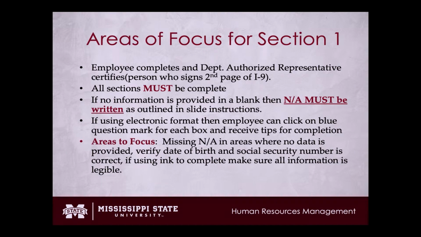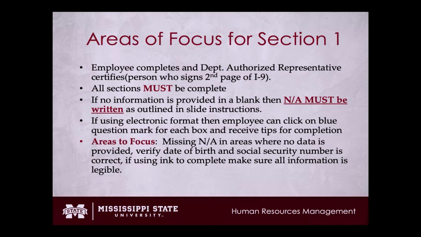Areas of focus for Section 1, the employee completes page 1 of the I-9, and the department authorized representative will certify what the employee completes on page 2 of the I-9. All sections must be complete. I cannot emphasize this enough. If there is a blank space on the I-9, there has to be an NA in that spot that's blank, and I'll get more into that in a minute showing you an example.